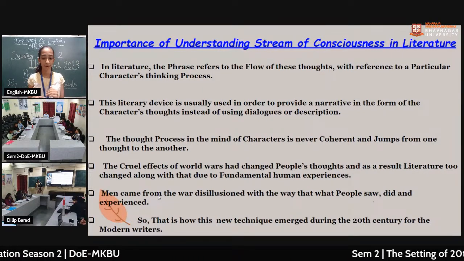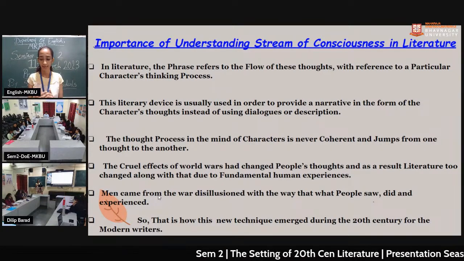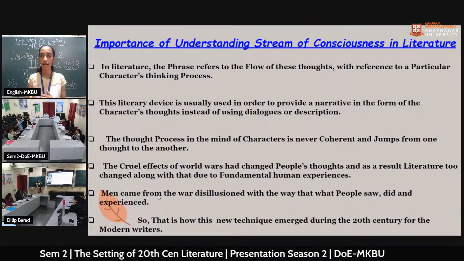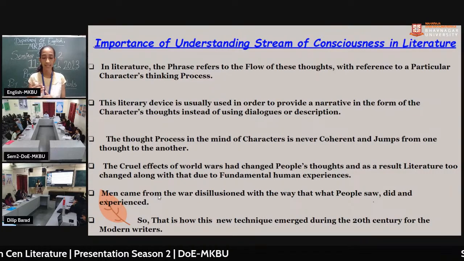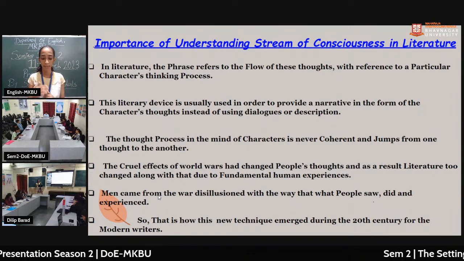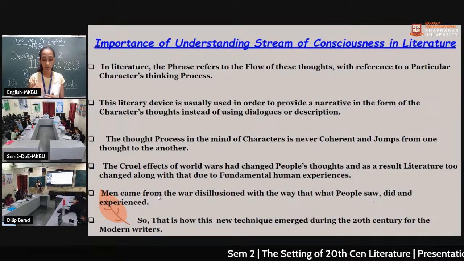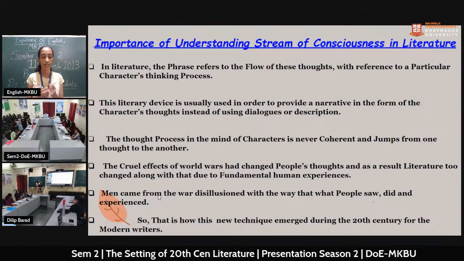The cruel effects of the World War had changed people's thoughts, and as a result, literature too changed along with that, due to the fundamental human experiences. Men came from the war disillusioned with the way that people saw, did, and experienced. So that is how this new technique emerged during the 20th century for the modern writers.